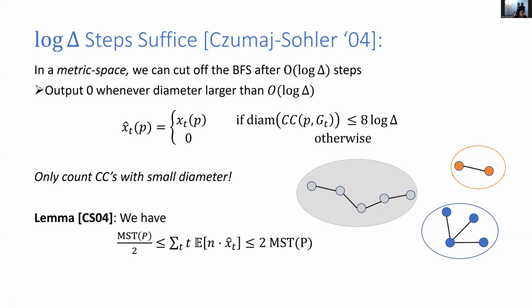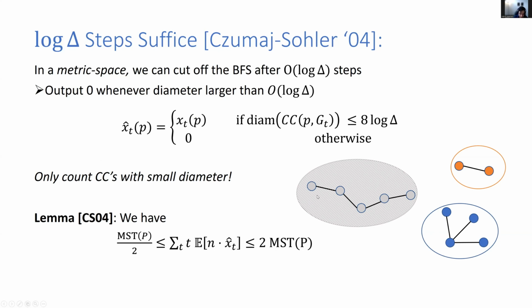And in fact, they show that this is not a big issue. They show that even if you only use this modified estimator that cuts off after log Δ passes, I can still get a constant factor approximation to the minimum spanning tree in expectation. So the expected value of this modified random variable, summed over all levels, is between MST over 2 and 2 MST.